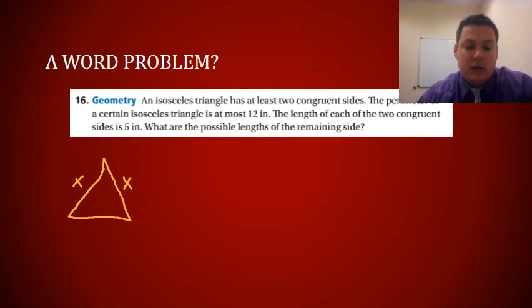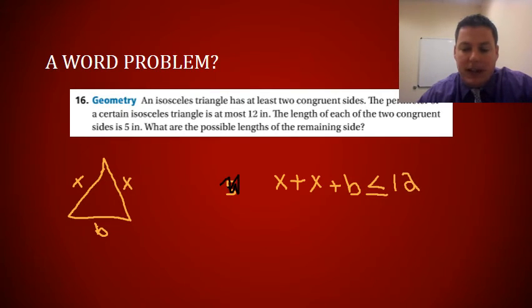The perimeter tells us that we add each side up. So in this problem, we're going to have x plus x plus, what do we want to call this side? Let's call it b for the bottom side of the triangle. Plus b is at most 12 inches. So we want to write less than or equal to 12 because it can't be greater than 12. It is at most 12 inches. So it can't be greater than 12, so it must be less than or equal to it.